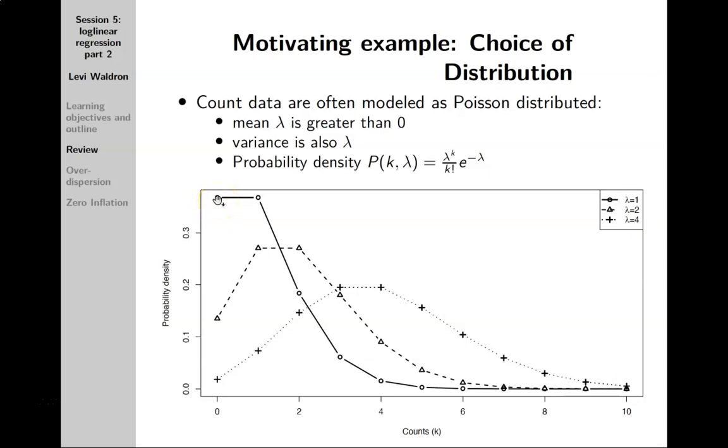So here is an example with lambda equals 1, so the mean and variance here are 1, and you see it has its highest values at counts of 0 and 1. Then here is lambda equals 2, where the peak is up around 1 and 2. And then for a larger value, lambda equals 4, we see the peak up here somewhere closer to 4. And the larger this value of lambda is, the more symmetric this distribution starts to be.